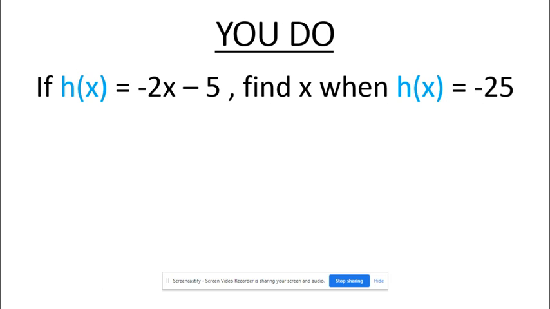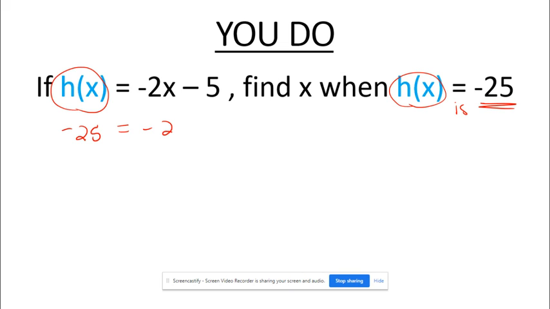All right, so here's one that's a little bit different that we want to look at. If h of x equals negative 2x minus 5, find x when h of x equals negative 25. So in this case, it's not giving me a number to plug in for x. It's not saying find h of negative 25. It's saying that h of x is negative 25.